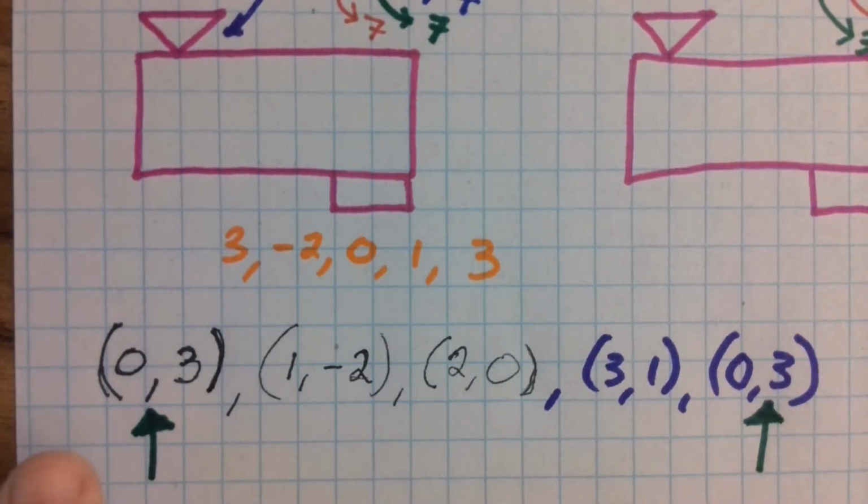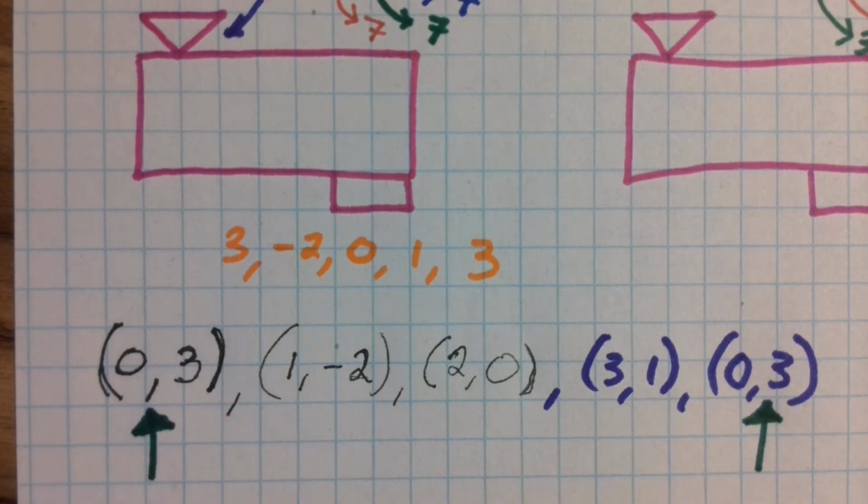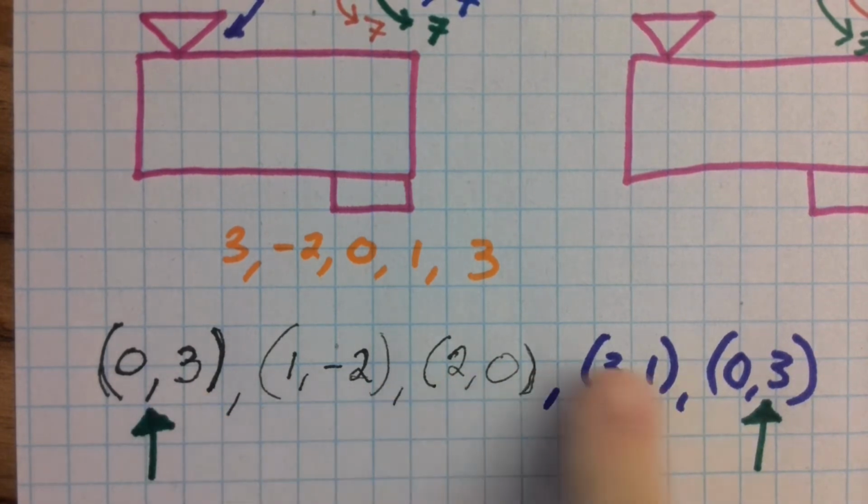Because 0 will always give us an output of 3, this machine is fine. And there's nothing else that's broken in here.